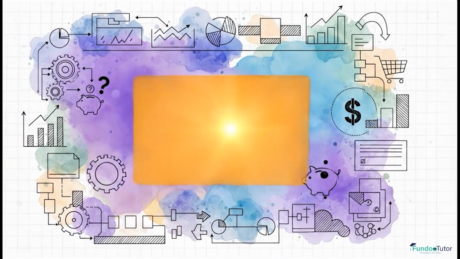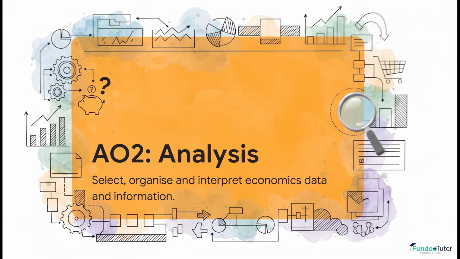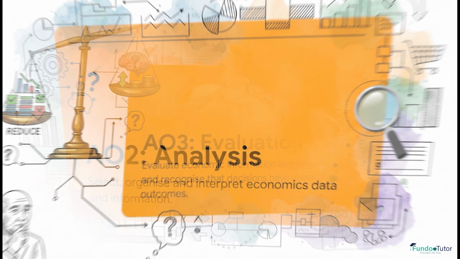Next, we move up to AO2, analysis. Now, if knowledge is the rule book, analysis is understanding the strategy of the game. It's about using what you know to explain why something is happening. For instance, why does a change in interest rates affect how much people spend? Explaining that link, that's analysis.